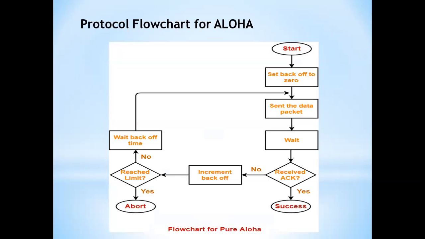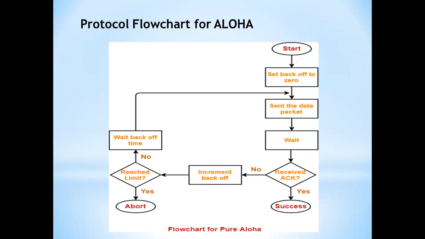Next is the protocol flow chart for Aloha. A basic explanation of this flow chart is that a station which has a frame ready for transmitting will send it, then it waits for some time. If the receiver sends the acknowledgement, then the transmission is successful. Otherwise, the station uses a back-off strategy and will send the packet again. After sending the packet many times, if there is no acknowledgement, then the station aborts the transmission.